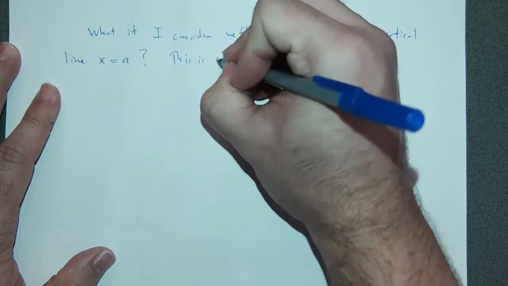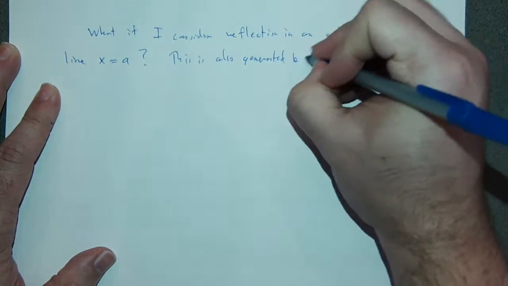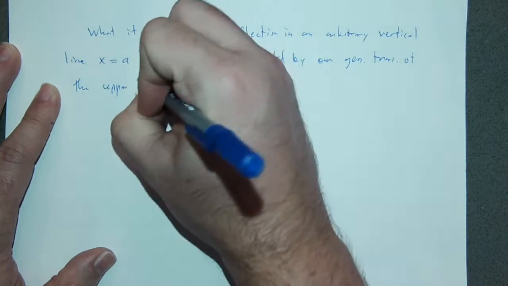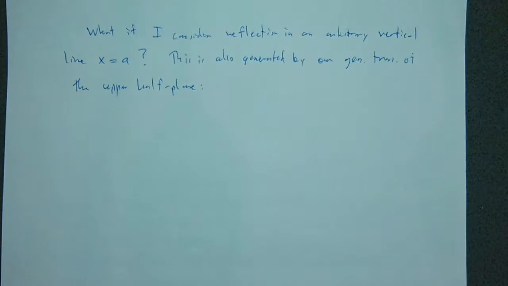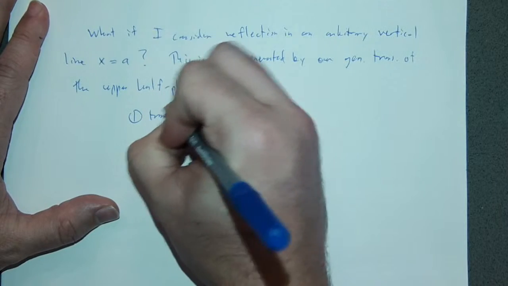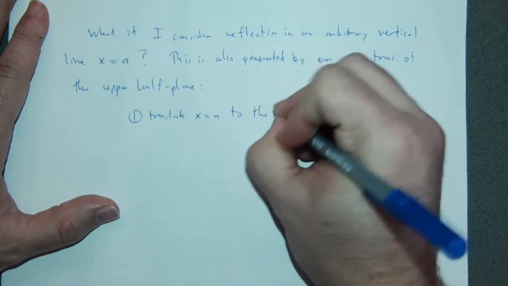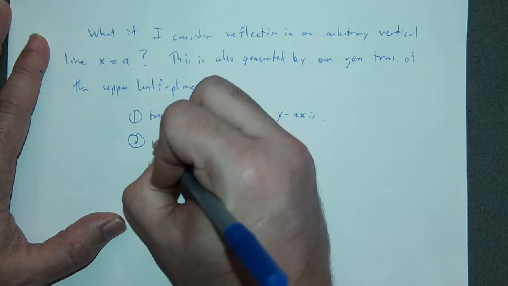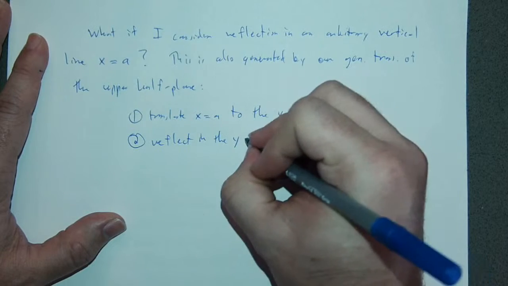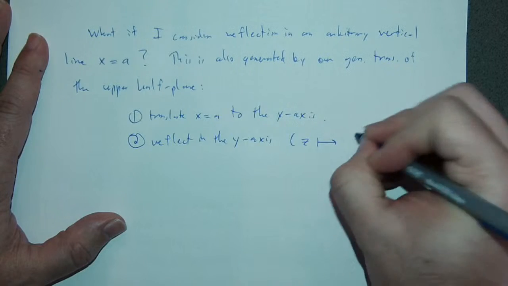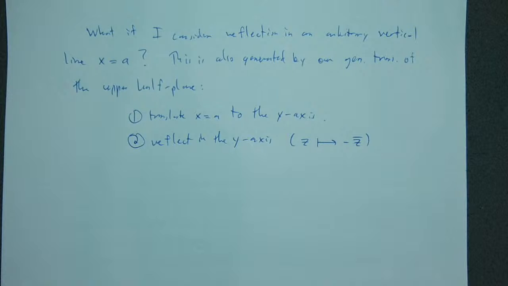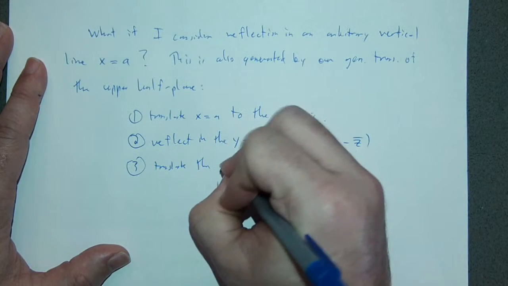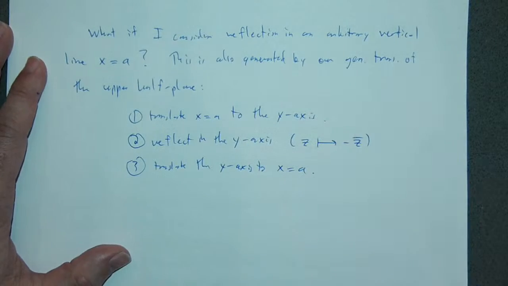So this is also generated by our generating transformations of the upper half plane. So to see that, what do I do? So first, translate x equals a to the y-axis. Similar approach as before. Then I reflect in the y-axis. How do I do that? This is my reflection. z gets mapped to minus its complex conjugate, right? And then I translate the y-axis to x equals a. And that's it.